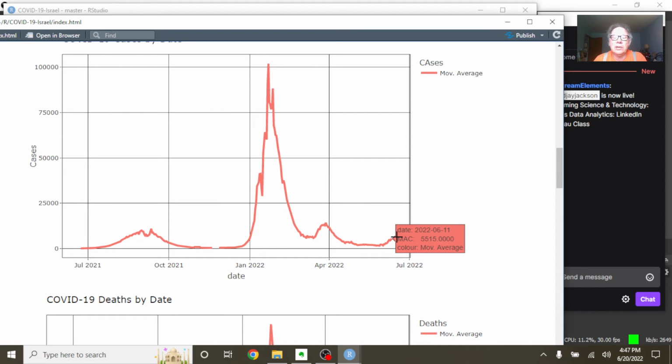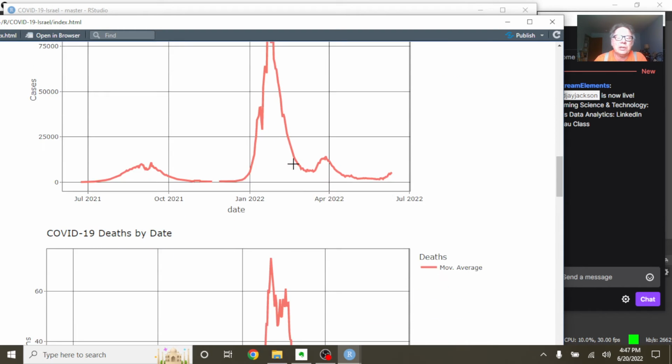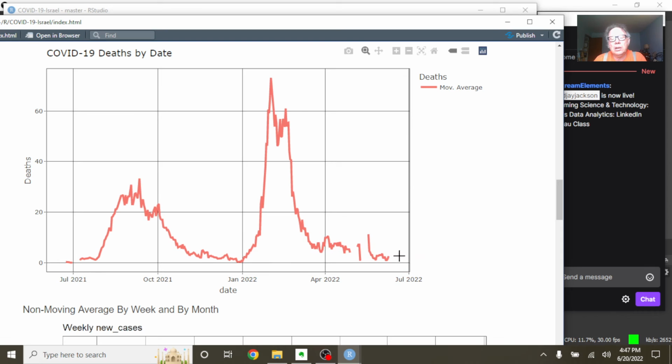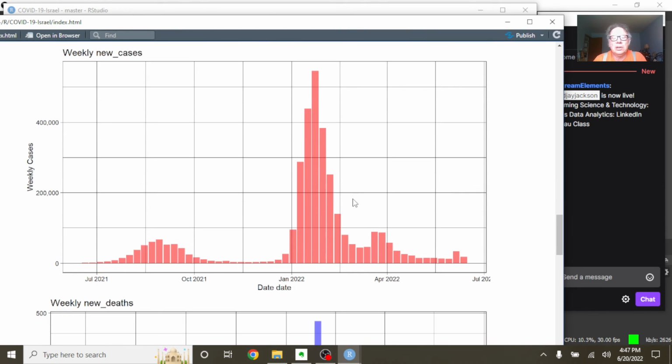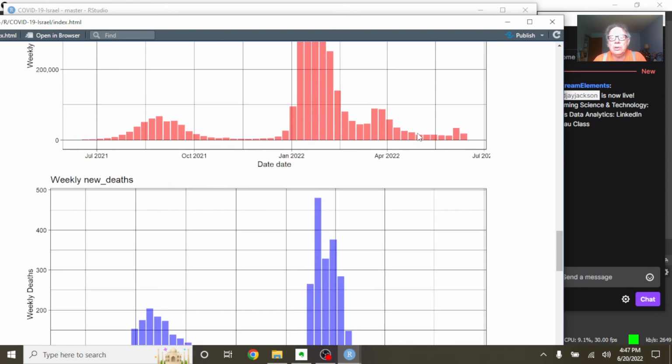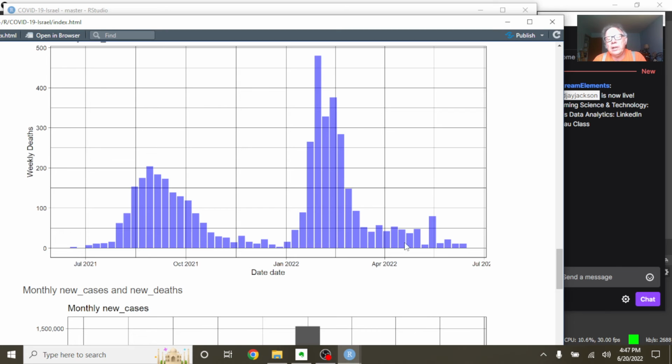So you can now see as of June 11th, Israel is averaging 5,515 cases per day. As of June the 9th, 2.57 deaths per day. You see the numbers are very low. Only in the last 2 weeks are they up a little bit, but weekly cases are still very low, and weekly deaths are still pretty doggone low.